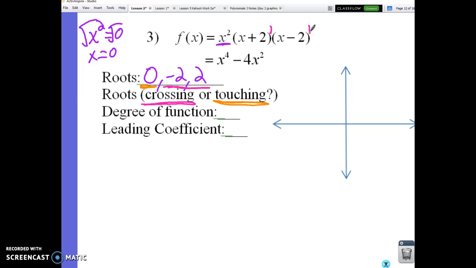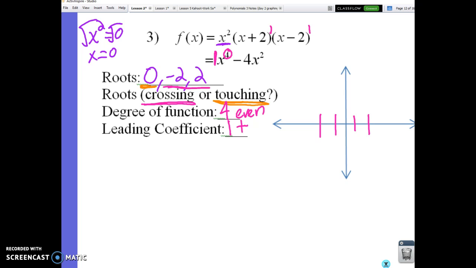Okay? So, the degree of the function, it's to the power of 4. I just circled that in pink. So, the degree is 4, that's an even number. The leading coefficient, there's nothing there, so it's a 1. That's +1. Okay?